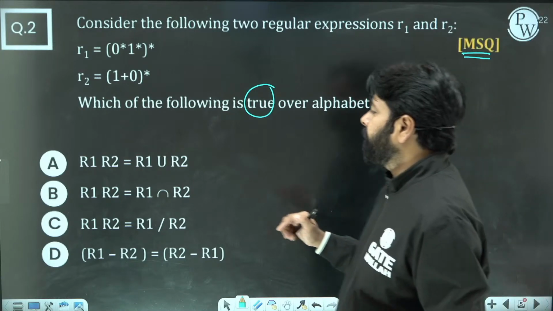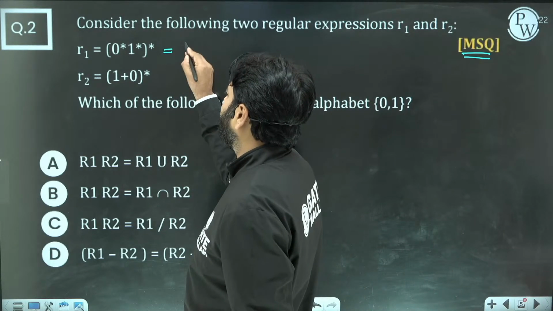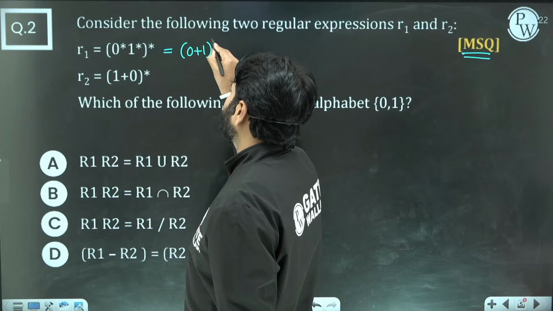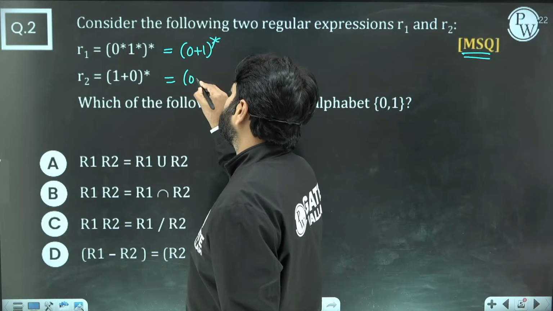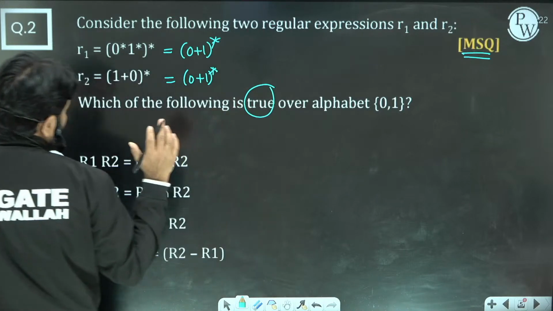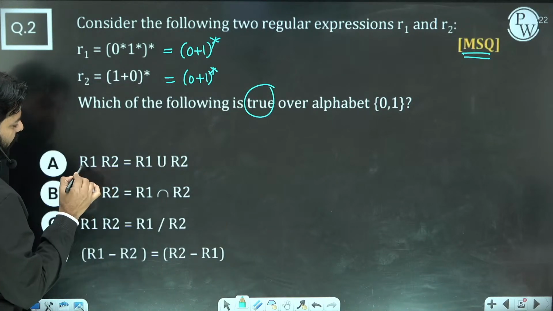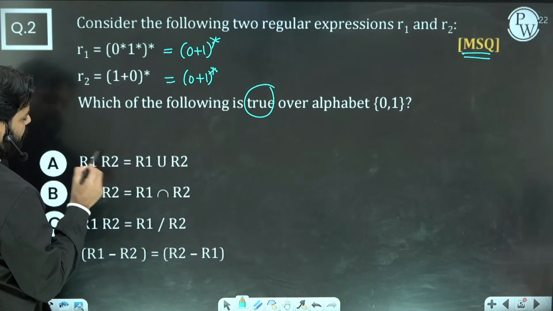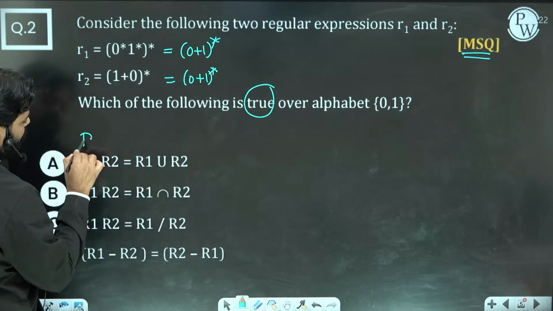Did you get the answer? So what is this? You know, right? We have seen these expressions multiple times in multiple places. Both are actually the same, right? (0+1)*. So now when both are the same, R1 and R2 are the same, so you can say this one is simply R1 dot R1.